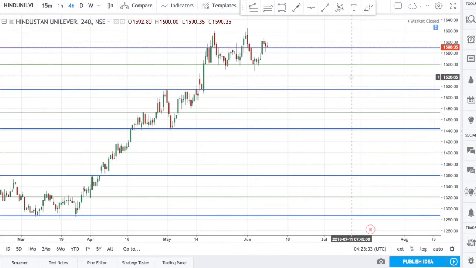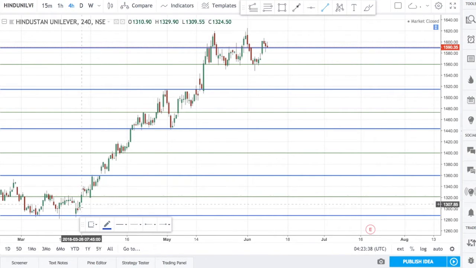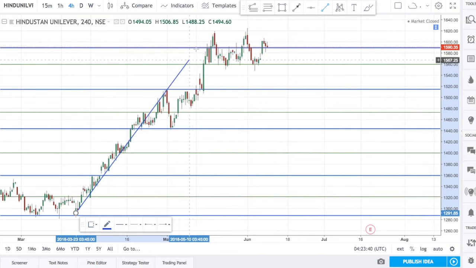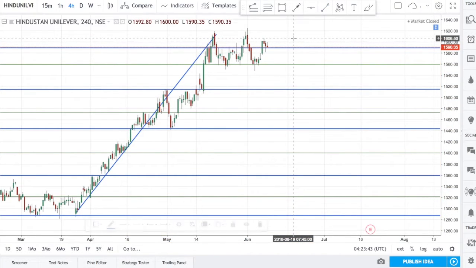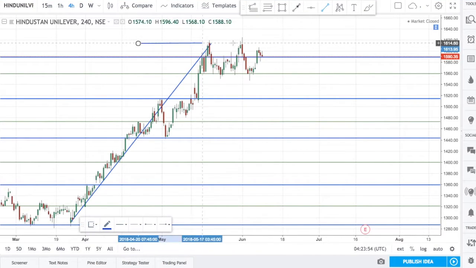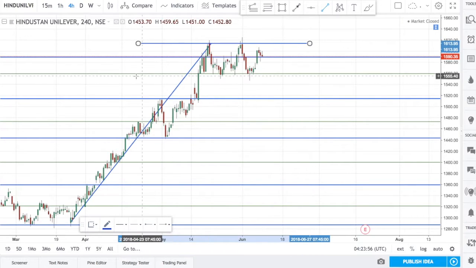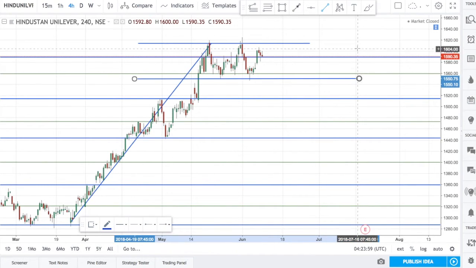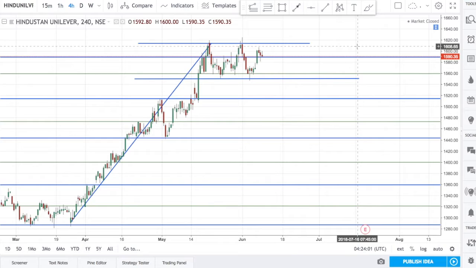Next on our list is Hindustan Unilever, or HUL. As you could see here, Hindustan Unilever was in a strong uptrend. This is a strong, impulsive, bullish move to the upside, after which we have entered into a period of consolidation. And this consolidation phase is where our counter trend trading opportunity lies.